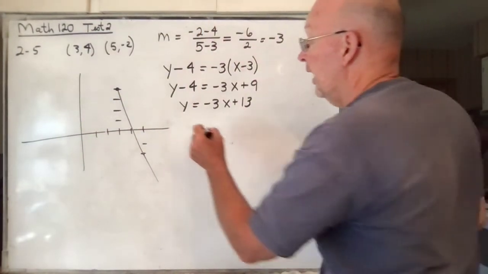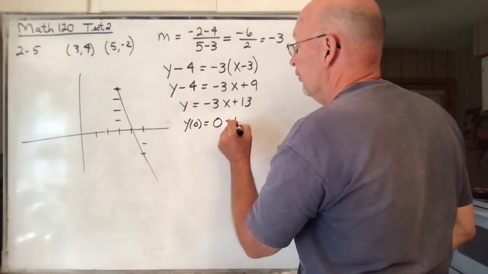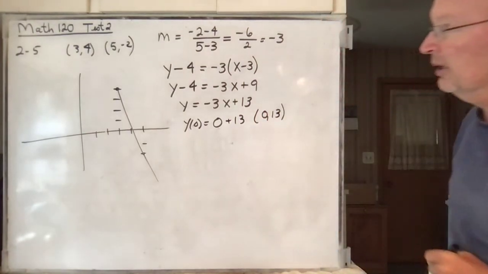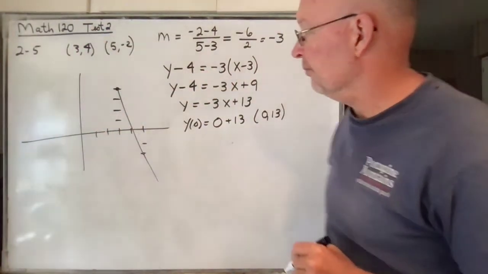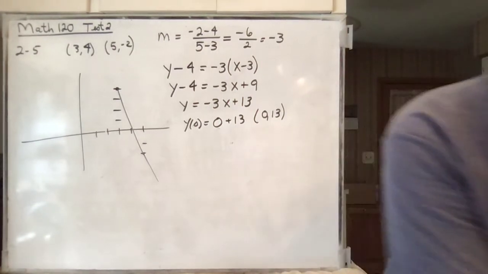And so y of 0 is going to be 0 plus 13. So 0, 13 is your y-intercept. Okay, that's up there. And finally, that was number 4.